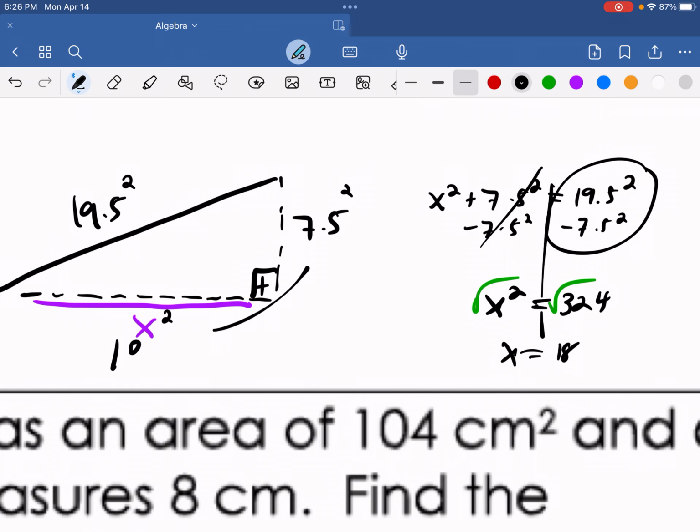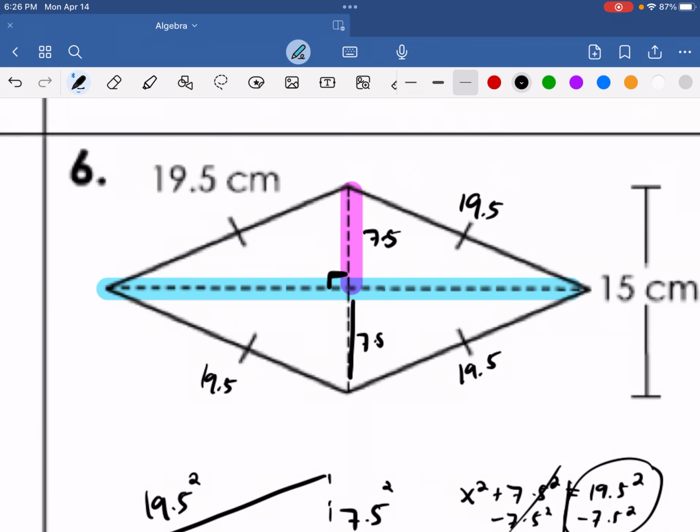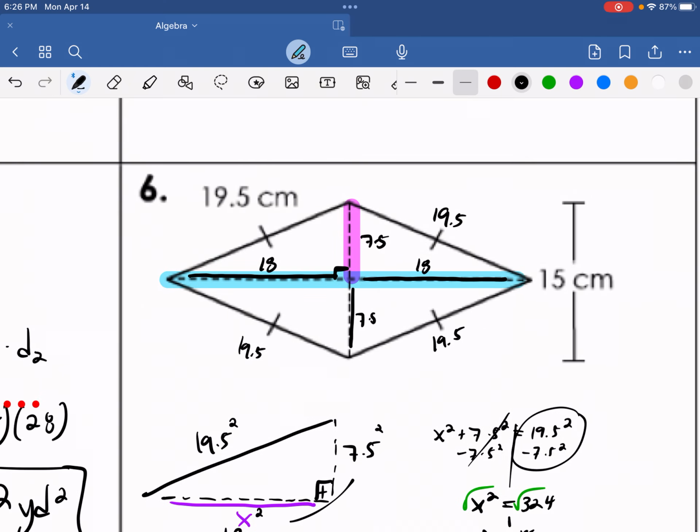So it means this side is 18 of the triangle. So if we go back, it means this part is 18. But then you have another triangle that looks exactly the same, so that one's 18. So if you want to know how long it is from left to right, you would do 18 plus 18. 18 plus 18 is 36. So it means the whole thing is 36.